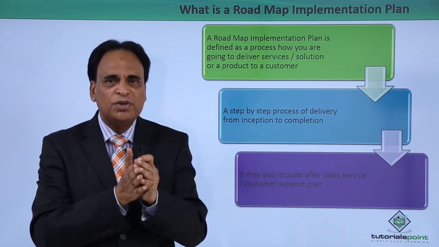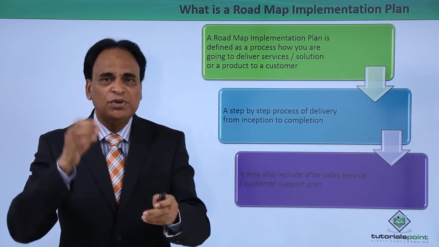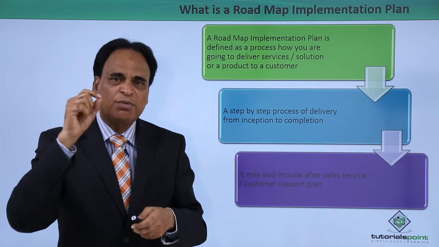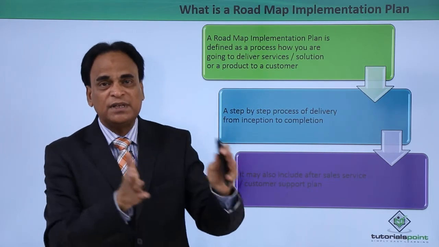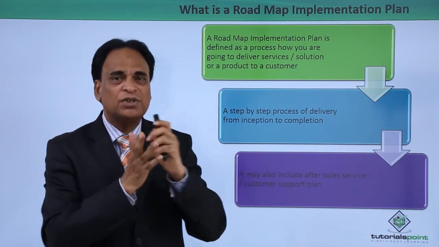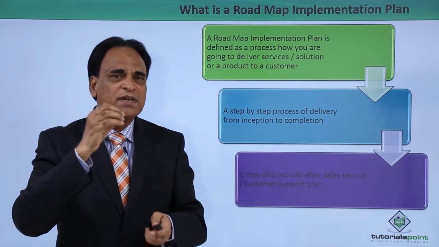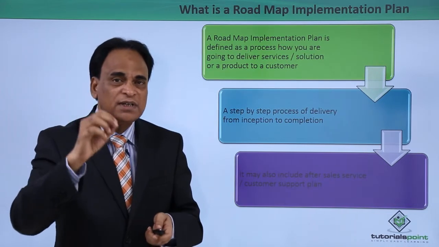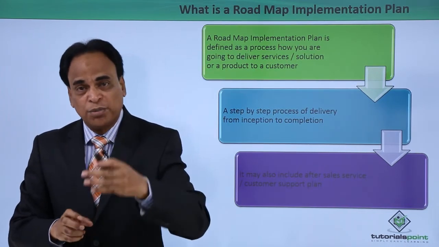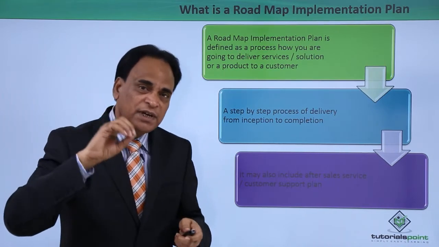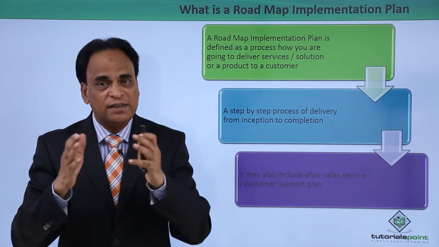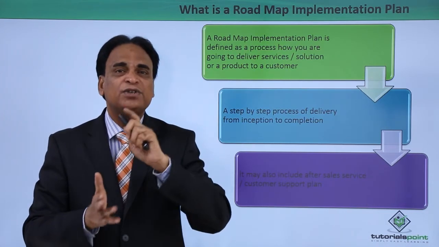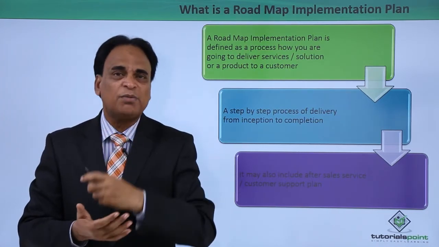Besides what you are going to deliver, you should also mention what kind of customer service or customer support you are going to provide after the implementation, after the execution of the project. Like what is the customer support that you are going to provide, how you are going to provide it, what resources you are allocating to provide that customer support, and what are the credentials of that customer support. This is also something that you need to include if it is required for your project or service or solution or product.